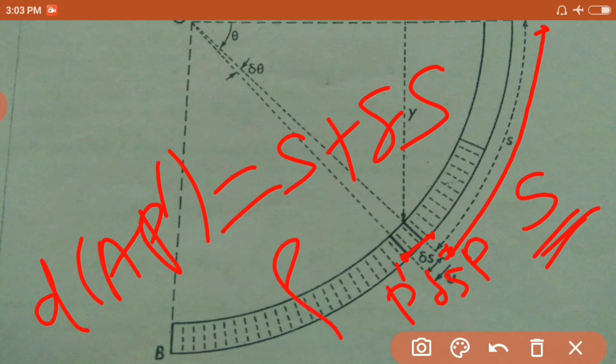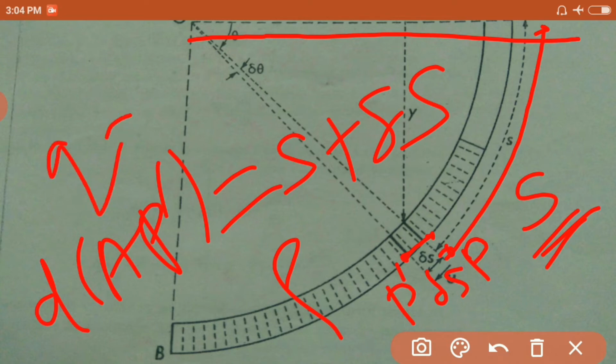And this rho is the density. Y is the vertical distance from OA. And Q is the velocity of the fluid. Then we write Q is equal to U in the direction of S.